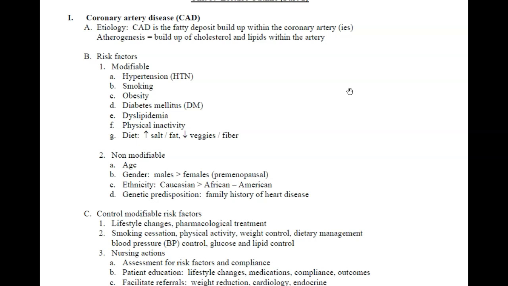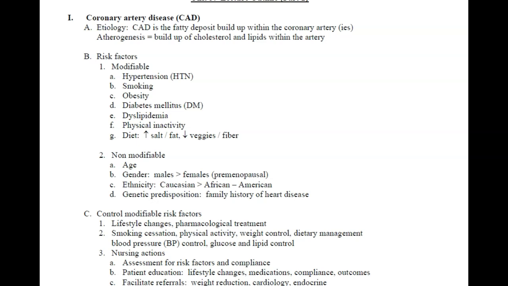So there are modifiable and non-modifiable risk factors. Modifiable means something that most of us have control over, or basically we have the ability to change that risk factor. One of them is hypertension. So hypertension can be controlled by means of being compliant with medications, following certain exercises, activities, diet, smoking. Smoking is one of the biggest risk factors. Also, definitely smoking cessation is a big thing when it comes to preventing CAD.